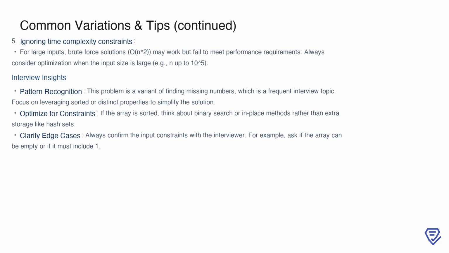Shifting to an interview context, this problem is a classic example of pattern recognition. It's a variation of missing number problems, which are frequently tested in coding interviews. Leveraging the sorted or distinct properties of the input can simplify your solution significantly. For example, in a sorted array, binary search or in-place methods often provide maximum efficiency with minimal overhead. Also, don't overlook the importance of clarifying edge cases during an interview. Always confirm input constraints with the interviewer, like whether the array can be empty or if it must include the number 1. These clarifications can save you from misinterpreting the problem and losing valuable time.